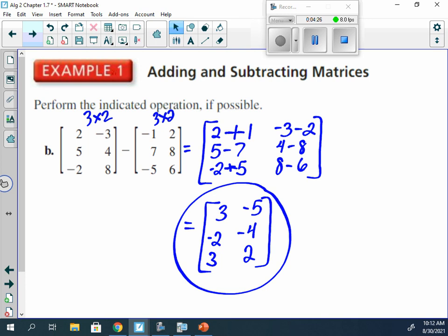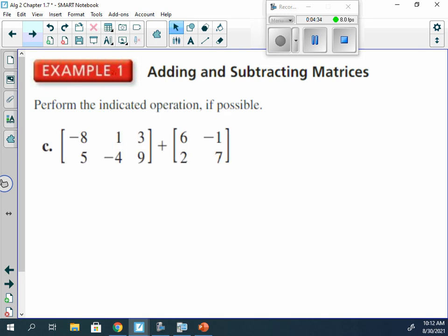Questions on this here? Are you ready for the next one? So we can go on and add these, right? Why not? So this is a 2 by 3 and this is a 2 by 2. So this here is not possible.